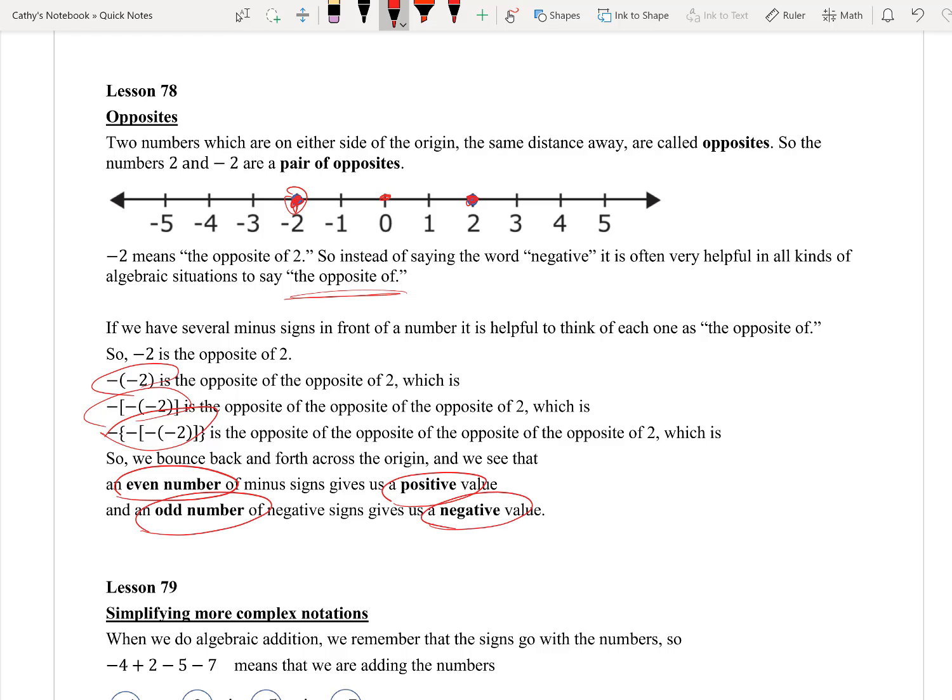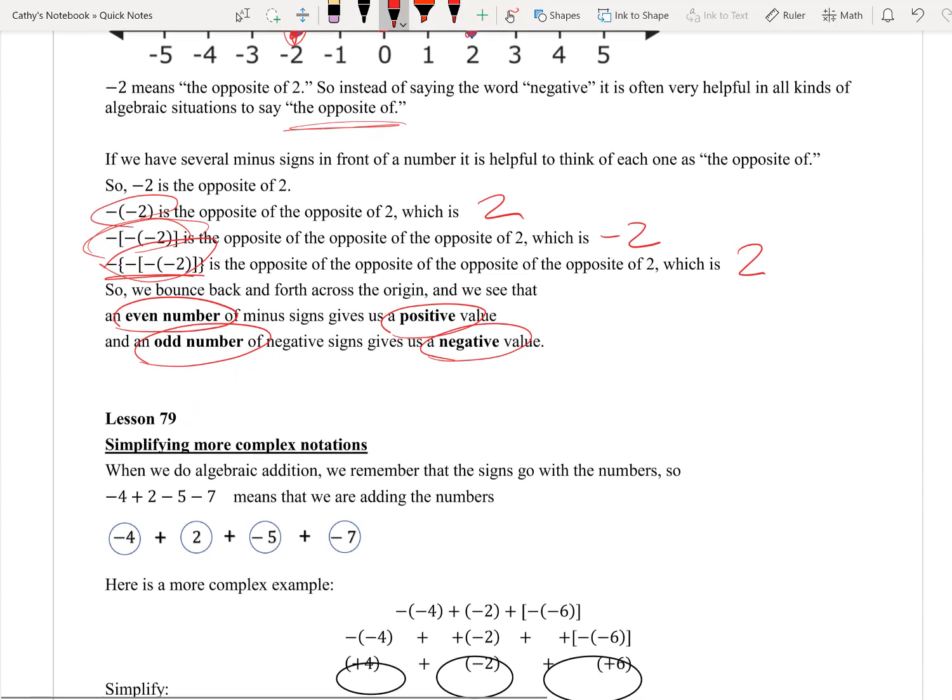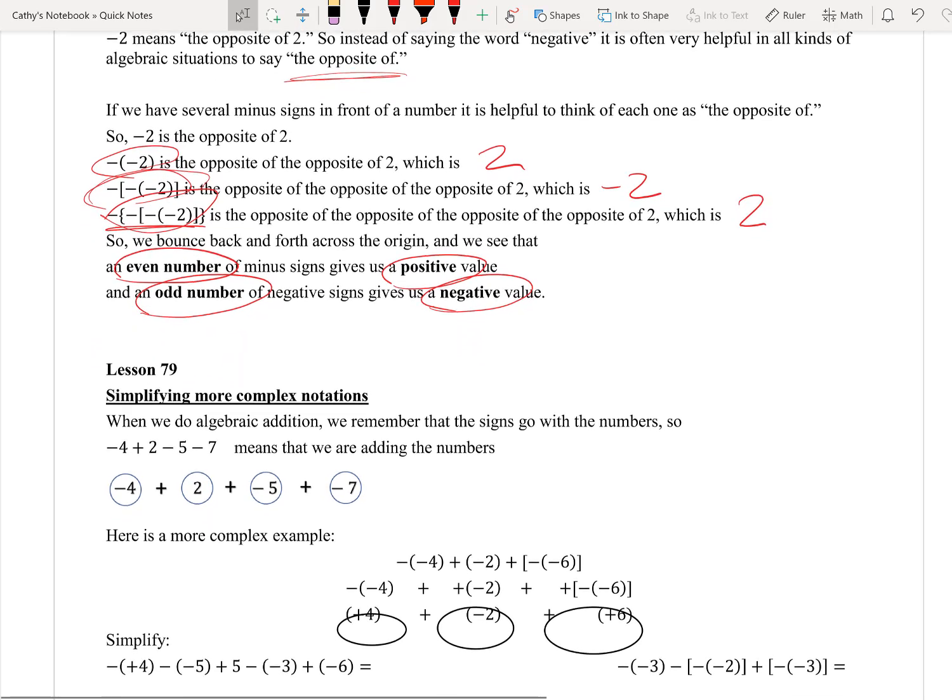So up here, when you have negative negative 2, that's 2 negative signs, so that's even, and that's going to be a positive 2 for your answer. When you have here negative negative negative 2, that's 3 negative signs, that's odd, so you're going to get negative 2. When you have four of them right here, that's even, so it's going to be positive 2. So all you have to do is notice whether the number of negative signs is even or odd. If it is even, you'll get a positive number. If it's odd, you'll get a negative number. And that's all there is to lesson 78.